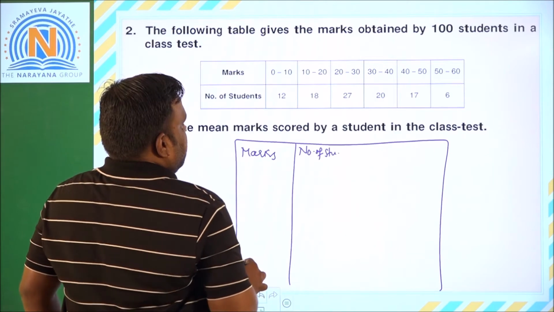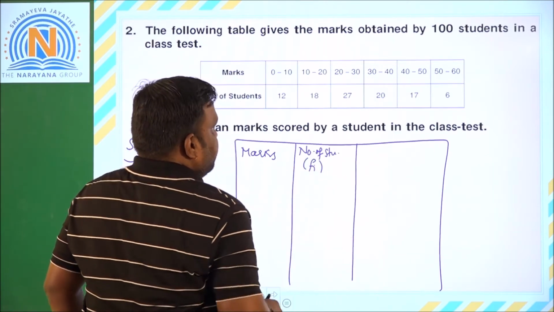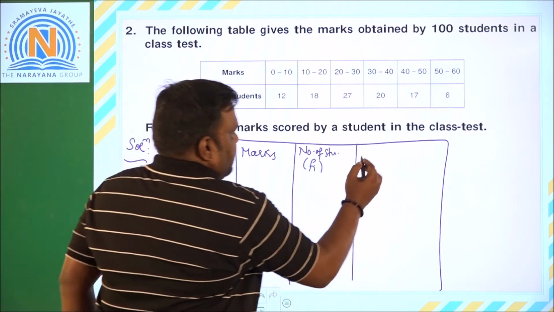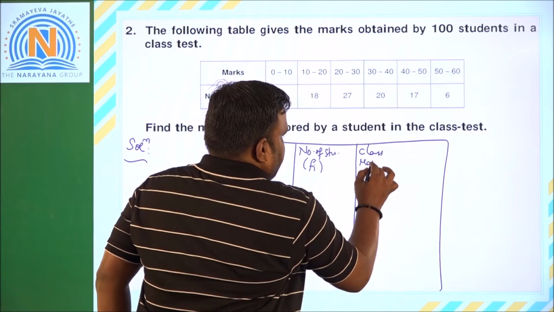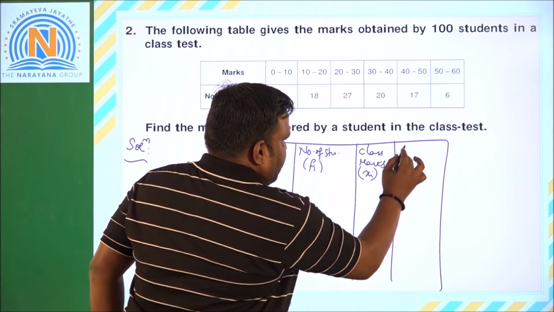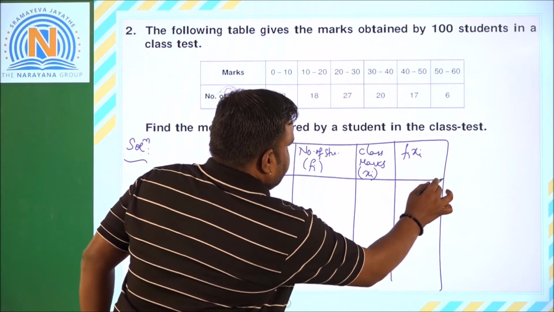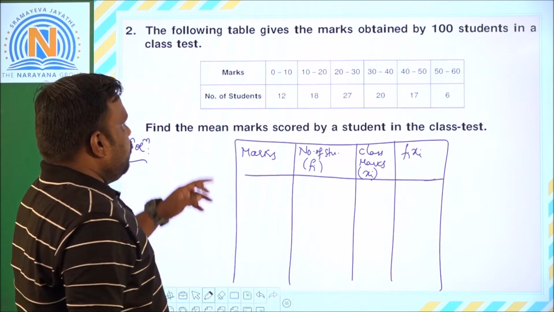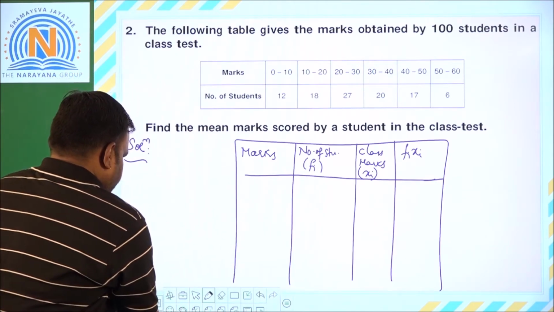Number of students, which will be taken as Fi, and the third is the class marks. So class marks are the mid values of the classes. Class marks are also taken as Xi, and the next is Fi Xi. These are the four things here. Now when you come to the simplification part of this one, you can observe it clearly.